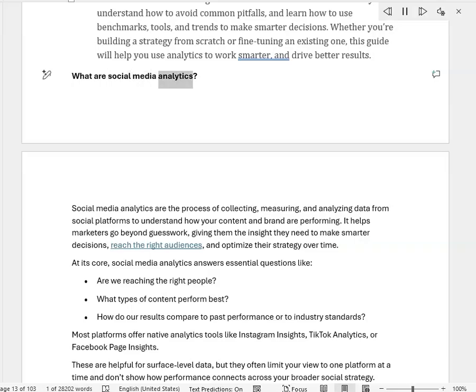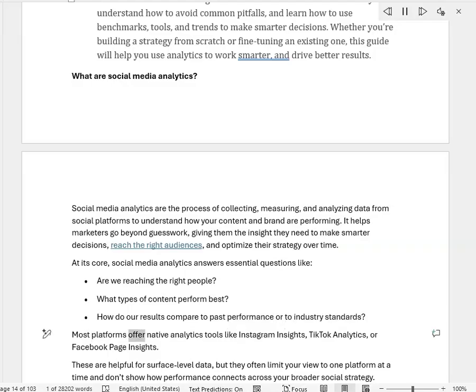What are social media analytics? Social media analytics are the process of collecting, measuring, and analyzing data from social platforms to understand how your content and brand are performing. It helps marketers go beyond guesswork, giving them the insight they need to make smarter decisions, reach the right audiences, and optimize their strategy over time. At its core, social media analytics answers essential questions like: are we reaching the right people? What types of content perform best? How do our results compare to past performance or to industry standards?